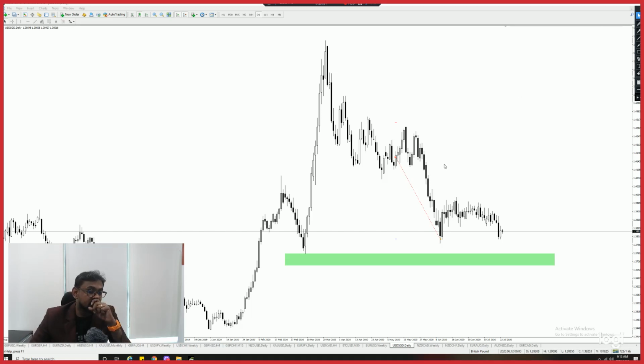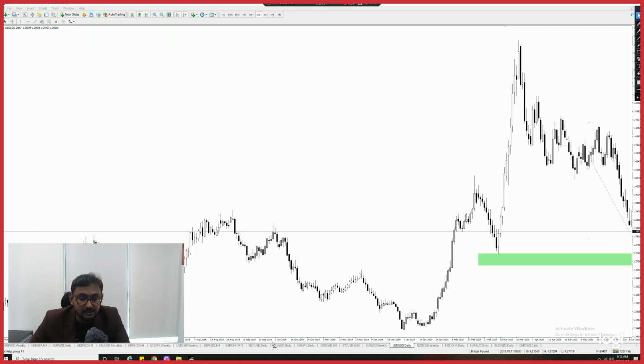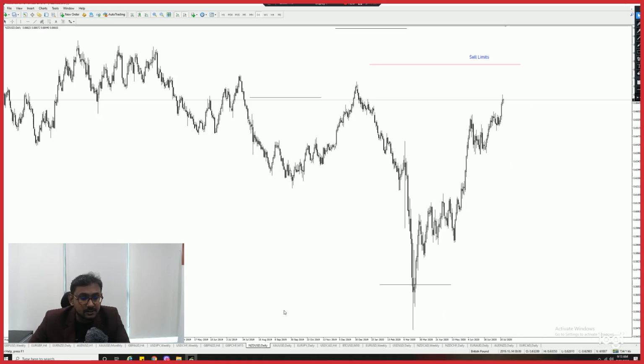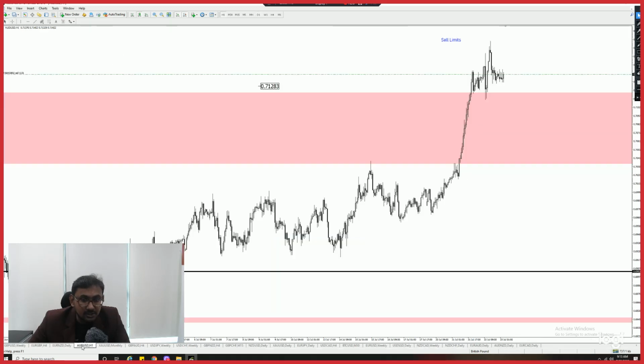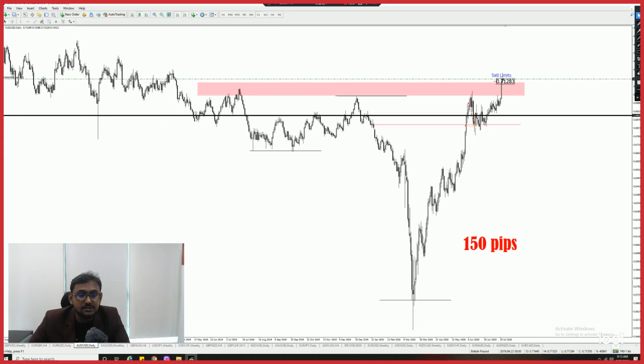Okay, now I'm going to show you another example which I traded. Now look at this other trade. Okay, New Zealand dollar, no, Australian dollar, which I took a trade. Now this is the trade which, okay, let's, wait, hold on, yeah.